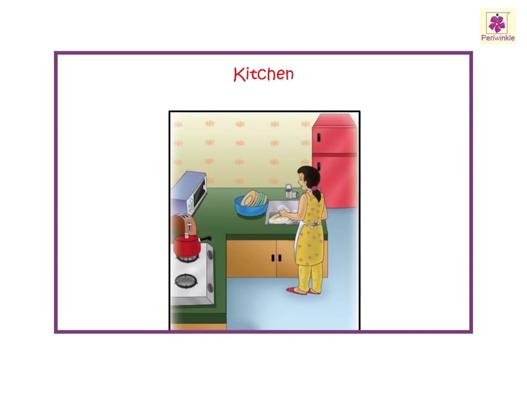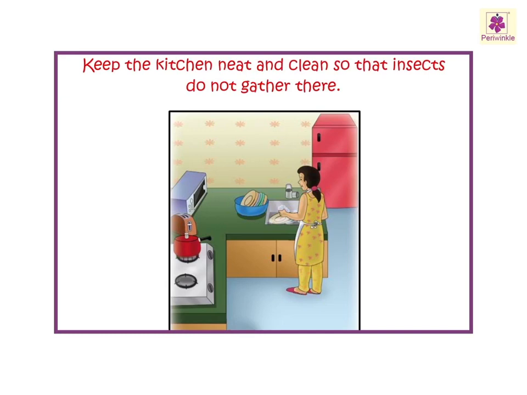This is a kitchen in Rohan's house. The things in a kitchen are gas stove, pressure cooker, toaster, microwave oven, plates, refrigerator. You should keep the kitchen neat and clean so that insects do not gather there.